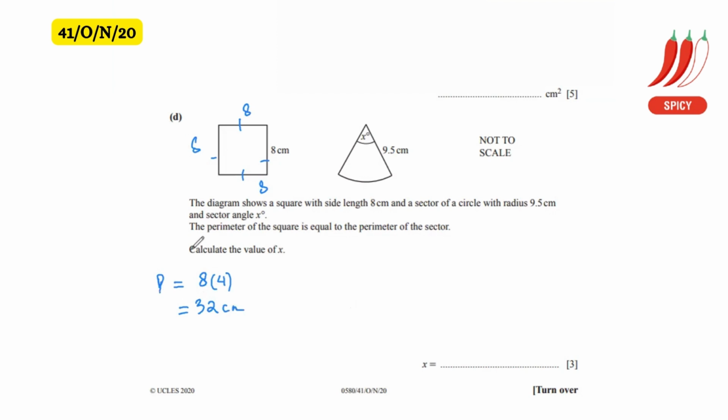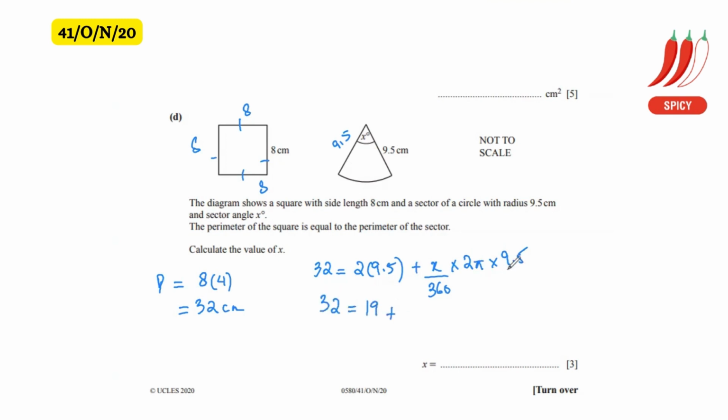Then if both the perimeters are equal, that means 32 equals 9.5 plus 9.5 plus this arc length. So twice of 9.5 plus x over 360 times 2 pi times 9.5. Arc length has the formula of angle over 360 times 2 pi r. And the perimeter of a sector is your radius times 2 plus the arc length. Remember, perimeter is always the boundary of the shape, not the space that the shape occupies. So 2 times 9.5 is 19.